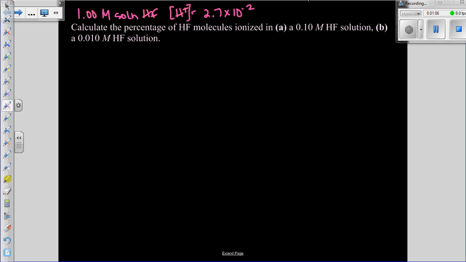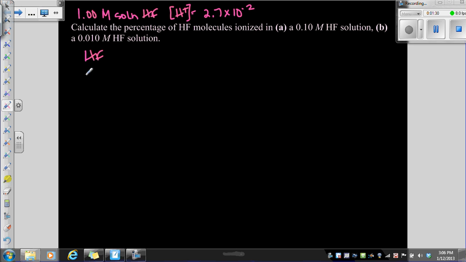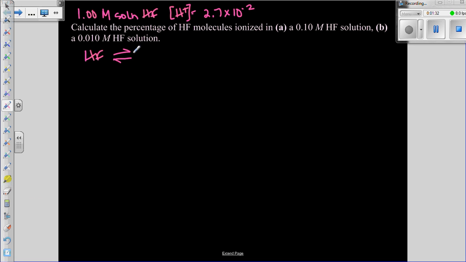I'm going to go through this part really quite quickly. Hydrogen fluoride, I look at that. I know it's an acid. I ask myself strong or weak. It's weak. So I know I have to write a reaction and do an ICE table. Actually, let me show you how to do it a different way. So that's going to dissociate into hydrogen ions and fluoride ions.